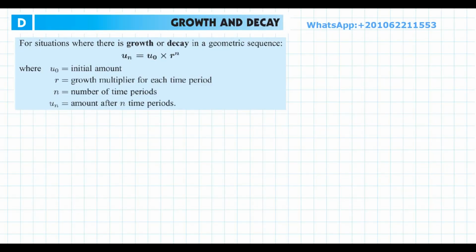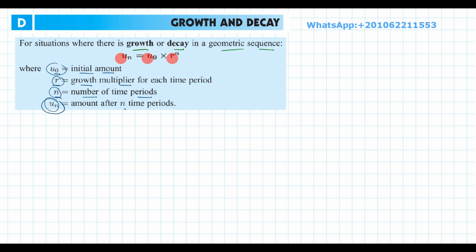Now we're going to talk about situations where we face decay or growth, and that will be in geometric sequence. Here we have a critical rule, which is un equals u0 times r to the power n. This rule mentions more than one aspect. Here we have u0, which stands for the initial amount, and r, which is the growth multiplier for each time period, and n, which is the number of time periods, and un, which is the amount after n time periods. You need to understand these four variables, okay?